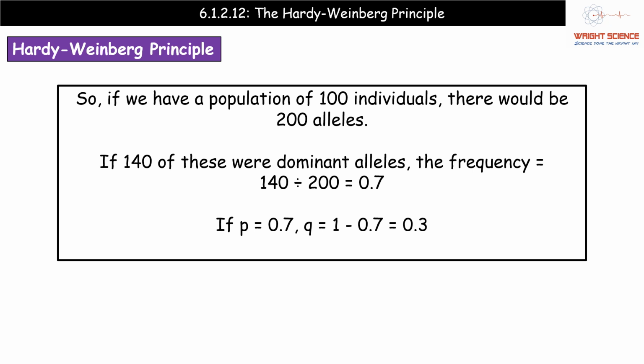So obviously the dominant divided by the total number gives us 0.7. If we then wanted to work out our proportion of the recessive alleles, we know that p plus q equals 1. Therefore, we can do 1 minus our p-value of 0.7, which gives us 0.3, the recessive. So we can use the information in the question to work out either the frequency of dominant alleles or the frequency of the recessive alleles. We can work out both from that initial information.